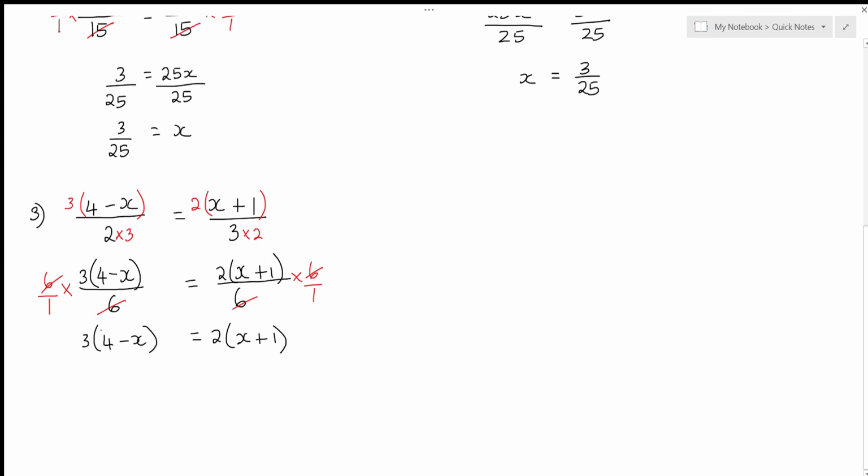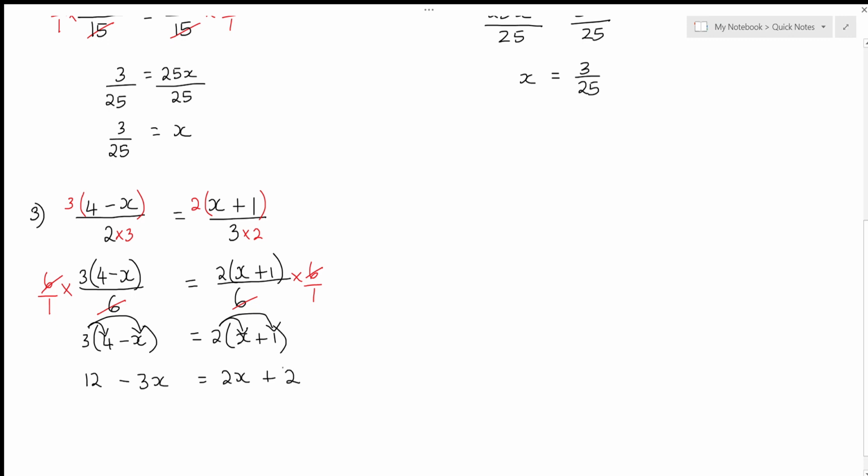So 3 times 4 and 3 times negative x. So 3 times 4 is 12 minus 3x equal to 2 times x and 2 times 1. So 2 times x is 2x plus 2.